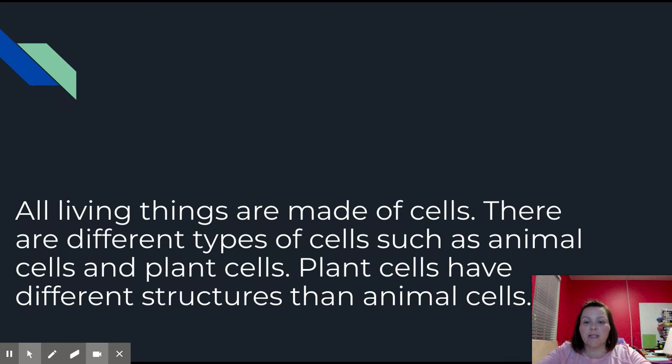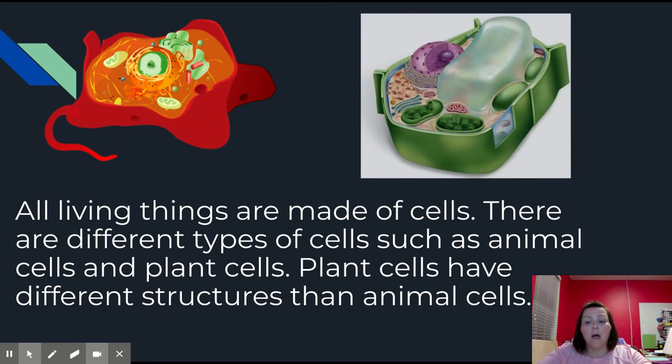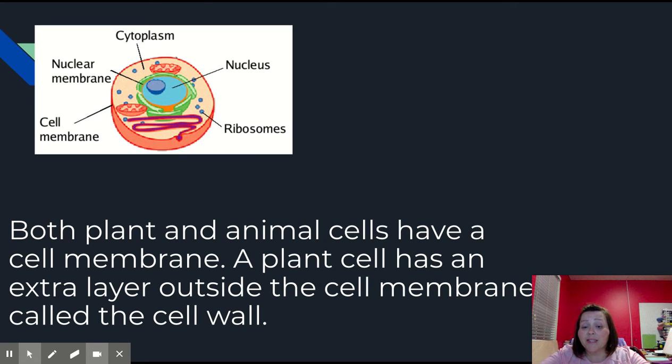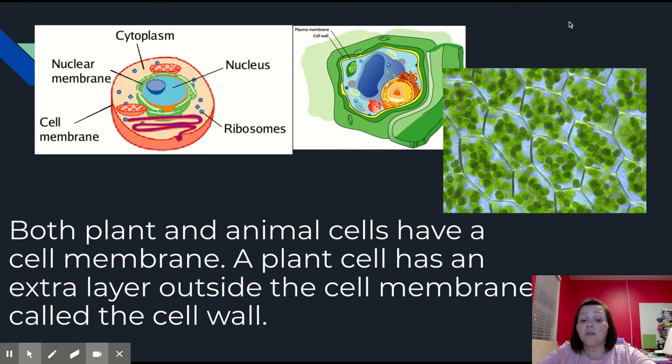All living things are made up of cells. There are different types of cells, such as animal cells and plant cells. Plant cells have different structures than animal cells. Both plant and animal cells have a cell membrane. A plant cell has an extra layer outside the cell membrane called the cell wall.